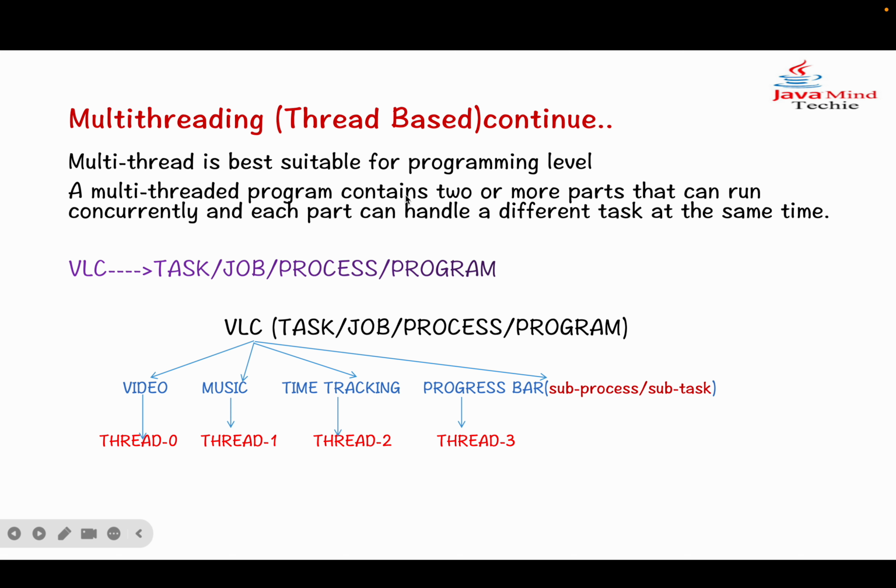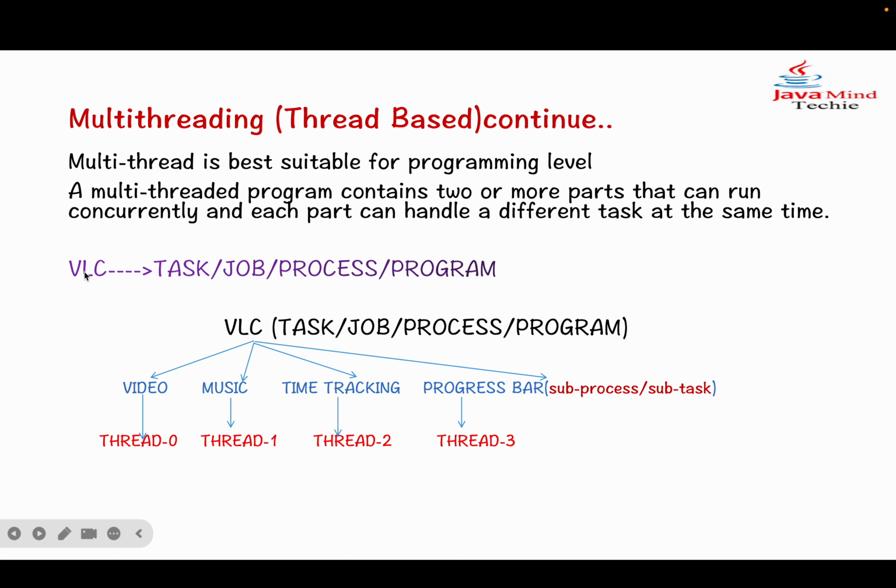A multi-thread program contains two or more parts that can run concurrently, and each part can handle a different task. Obviously, they are all different tasks. Yes, you can see I mentioned the same thing here in the video. If you have any confusion, you can go through this slide.